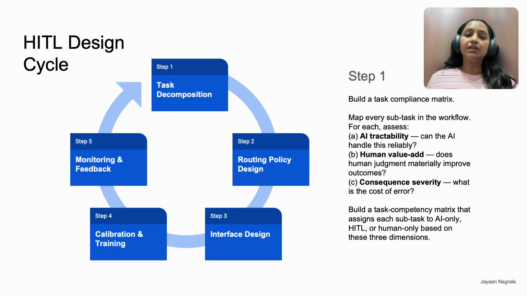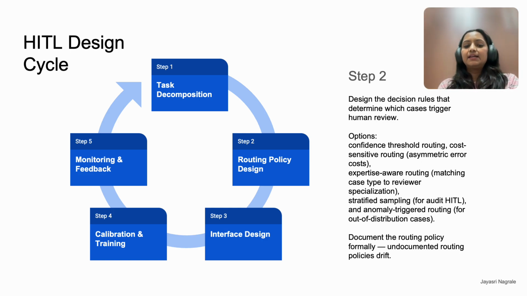So at the end of step one, we should have a task compliance matrix that assigns each subtask to AI only, HITL, or human only. Based on the scores that each of those subtasks get, we should be able to categorize them: these subtasks are good for AI only, these subtasks are good to have a human in the loop, and these subtasks are good if a human only does them. So that is step one.